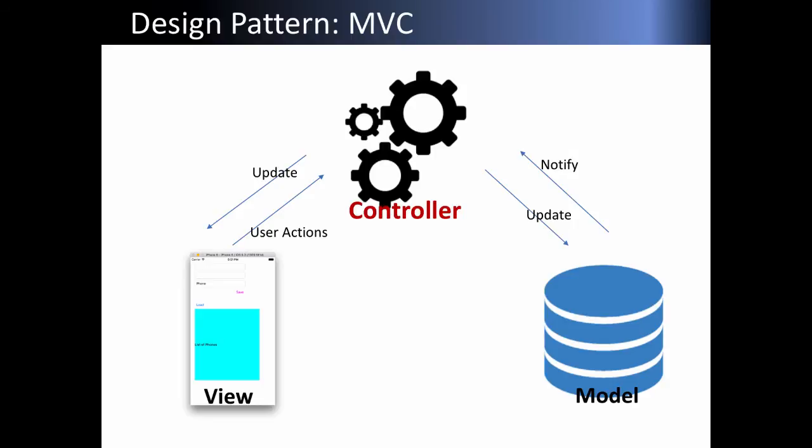M for model, V for view, C for control. See here? All acronym. Model is like a database, like a data container. There's a model. View is something that you can see from your screen. That is a view. Controller, there's a real code, like an engine. They should all work together.